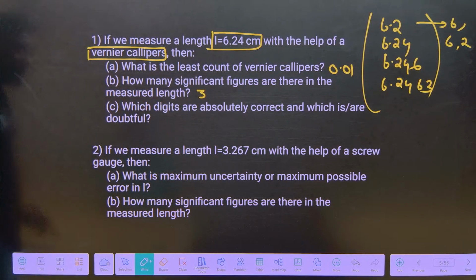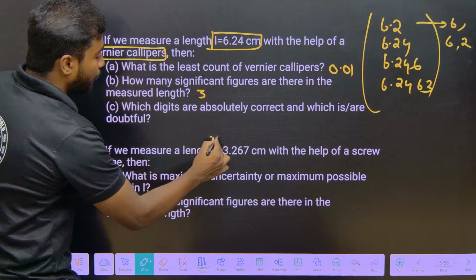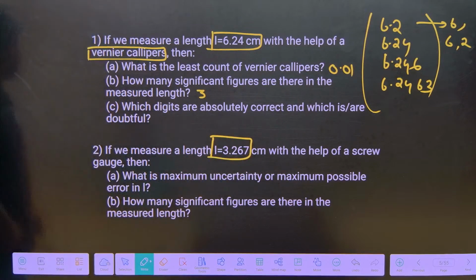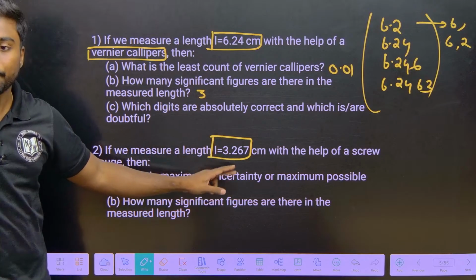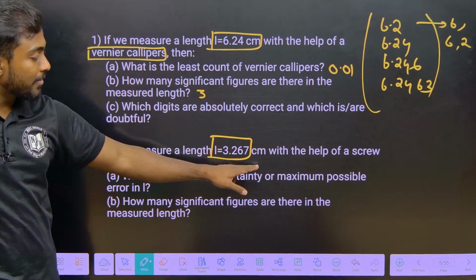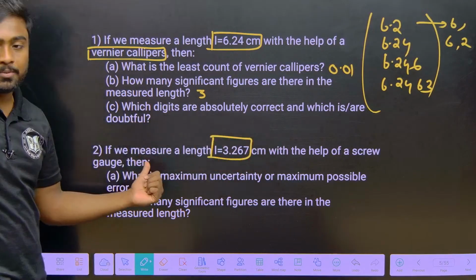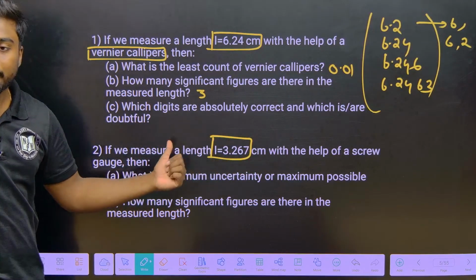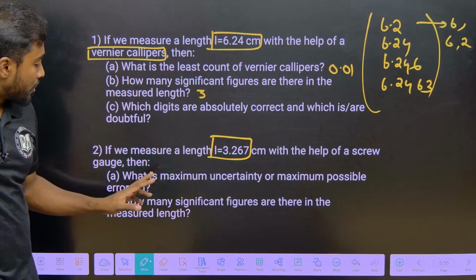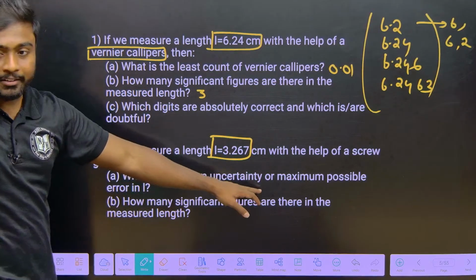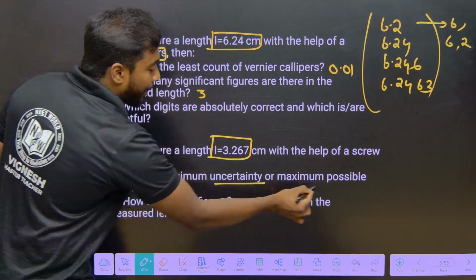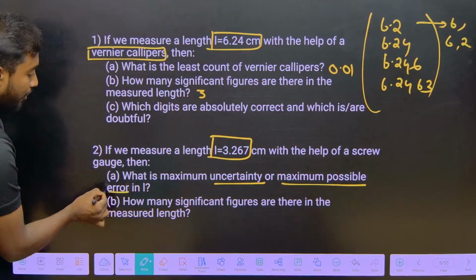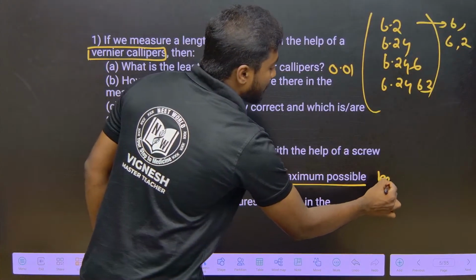Similarly, there is an example: if we measure a length L equals 3.267 centimeter with the help of a screw gauge, which is also an instrument used to measure, what is the maximum uncertainty or maximum possible error? The uncertainty and maximum possible error are nothing but the least count only.